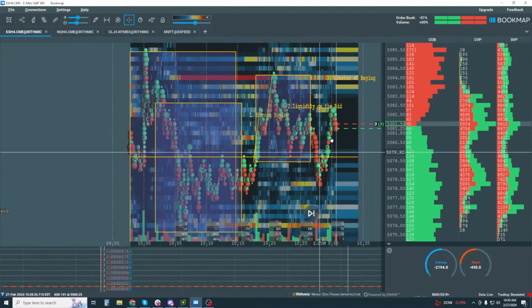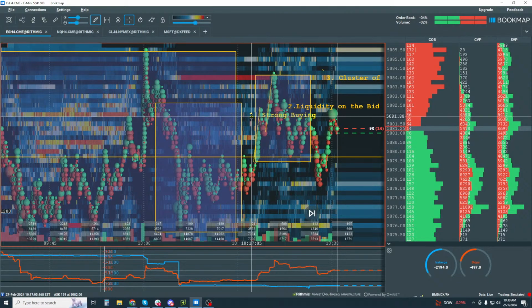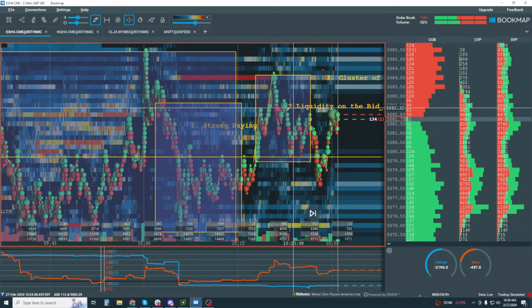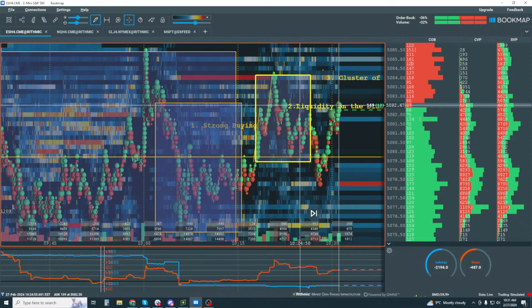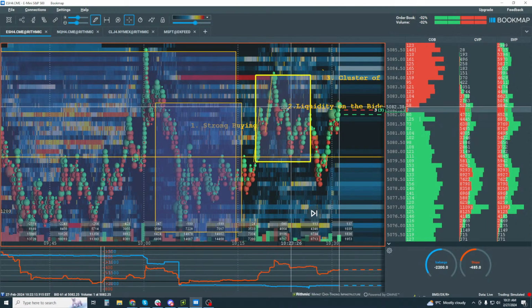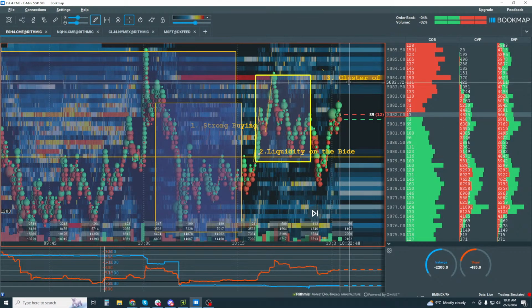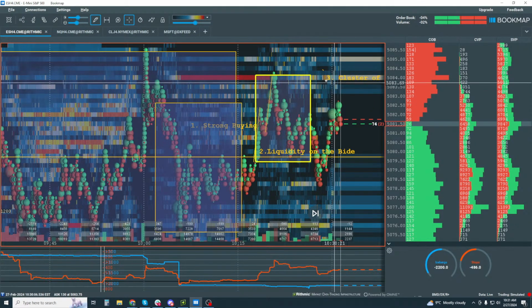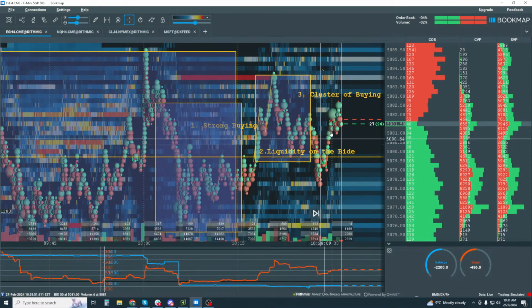All right. So these are the three things that we had for that setup. We had our liquidity on the bid down here, and then number 3 here is this cluster of buying there. Okay. Now that's not a whole lot to lean on for a setup.